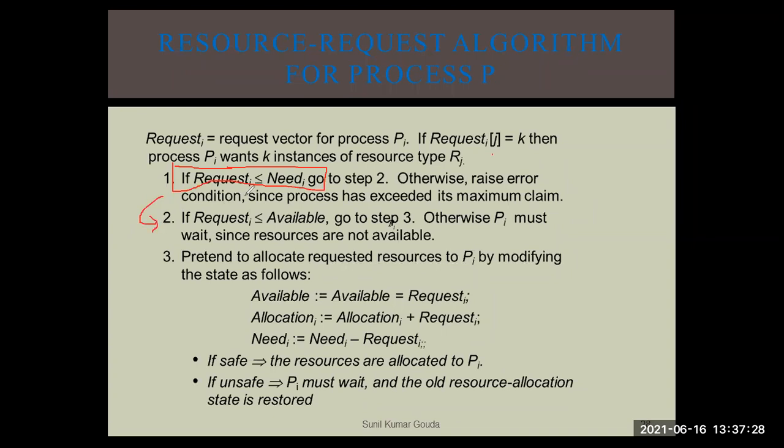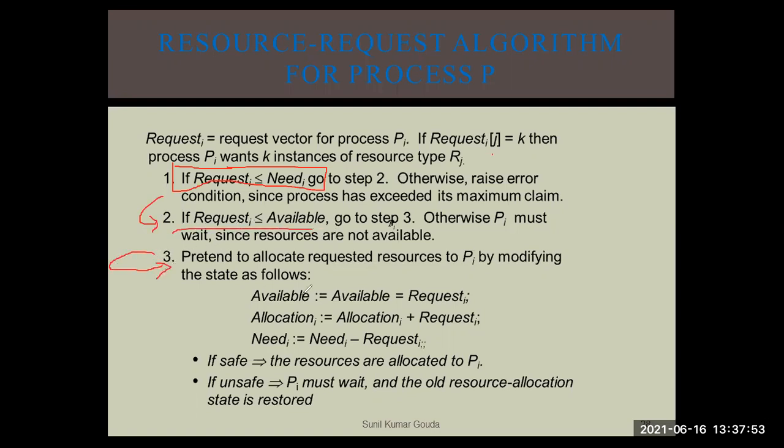If the request is greater than need, it will show an error message. It will not be granted. It is not possible. Now, if the request is less than need, we go to the next check. We check if the request is less than available. If the request is less than available, we further proceed.